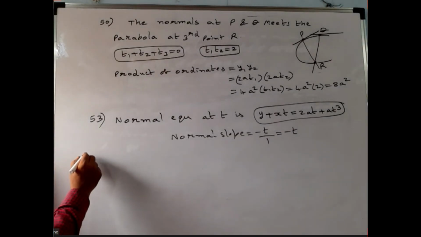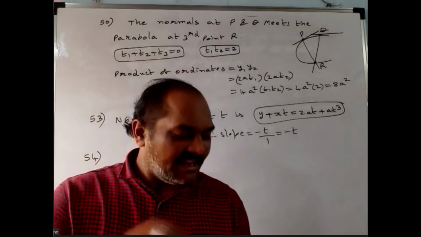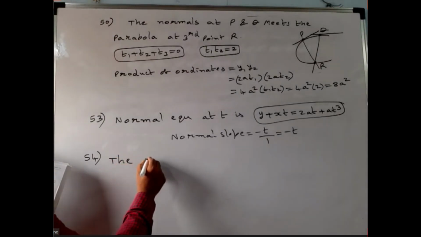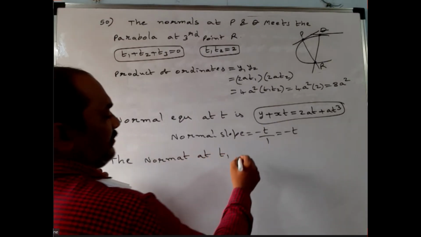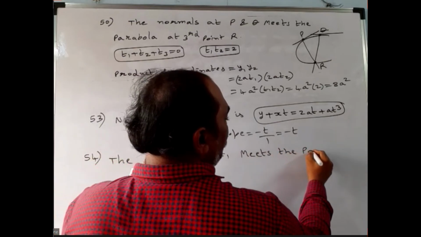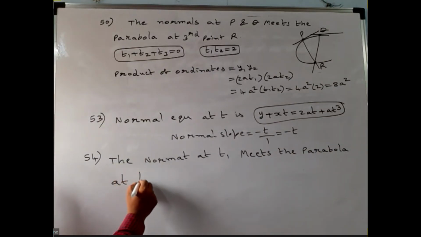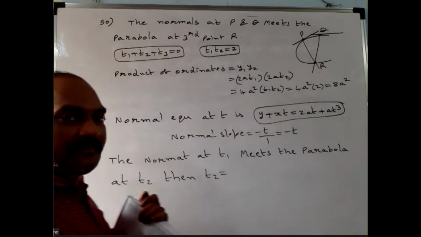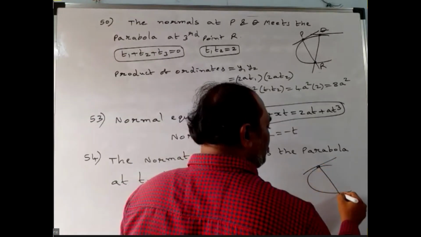Simple question. Students, 54. Anybody answer, I will think. The normal at T1 meets the parabola at T2. Then what is the formula for T2? Anybody say? The normal at T1 meets the parabola at T2.